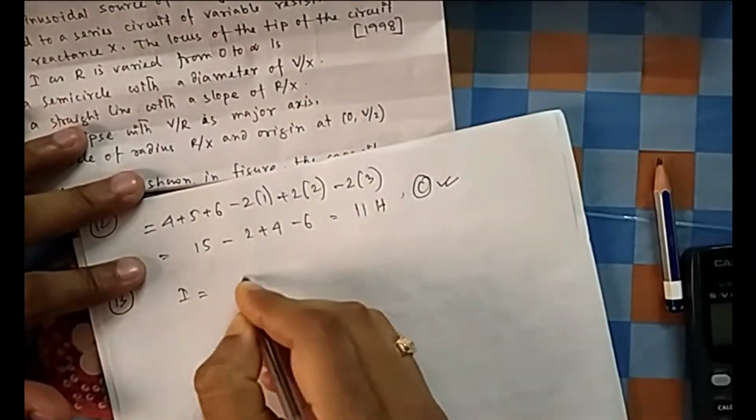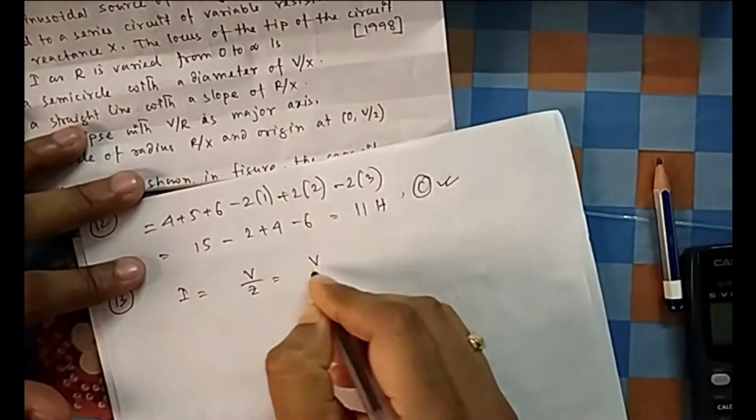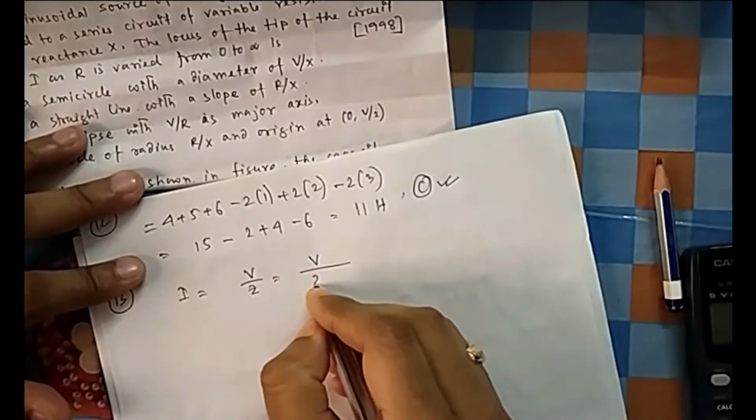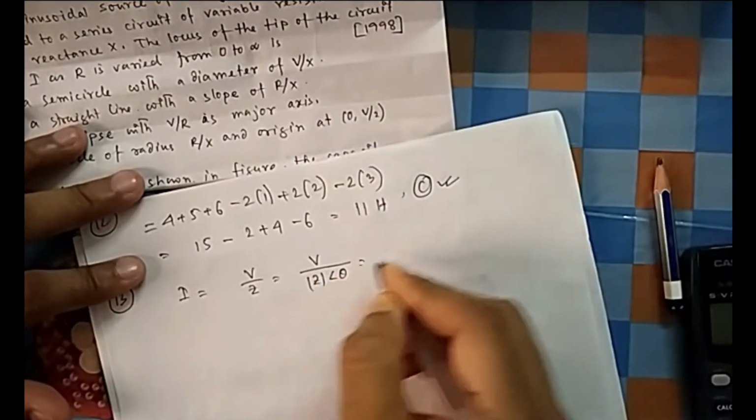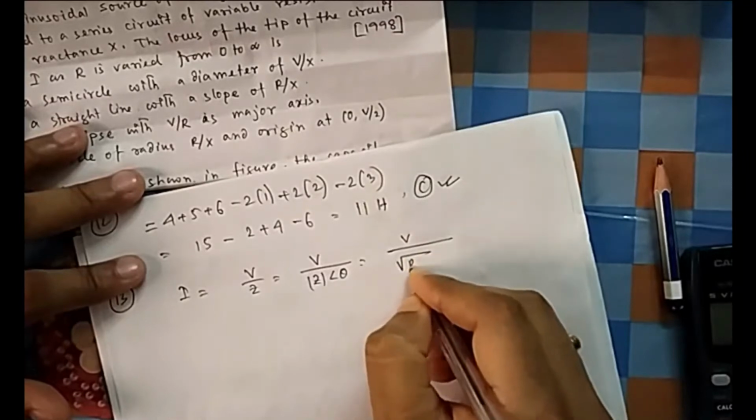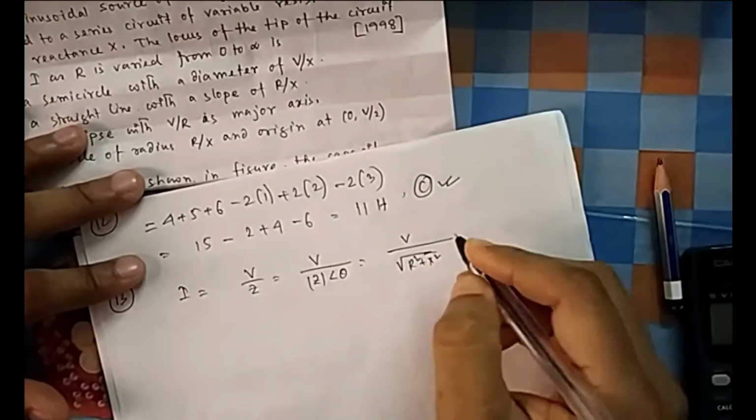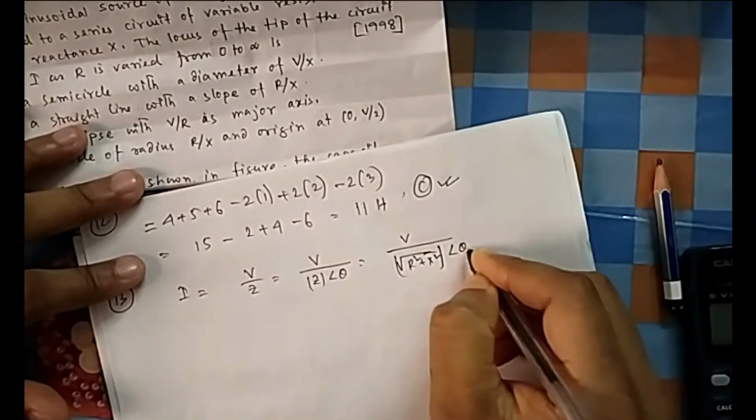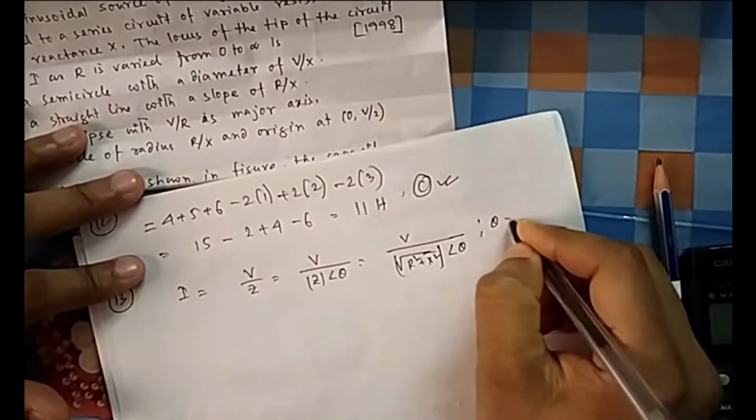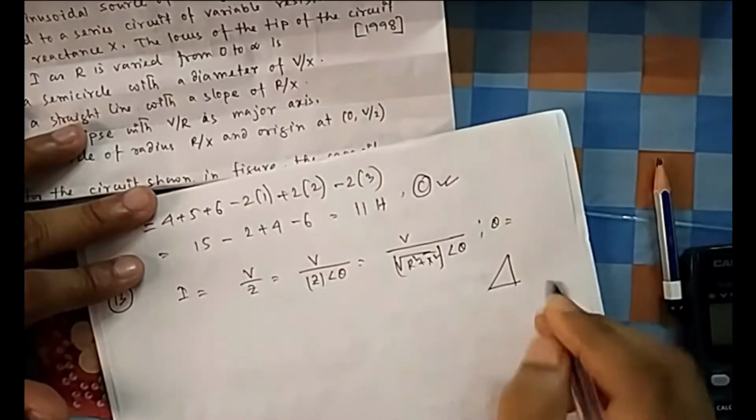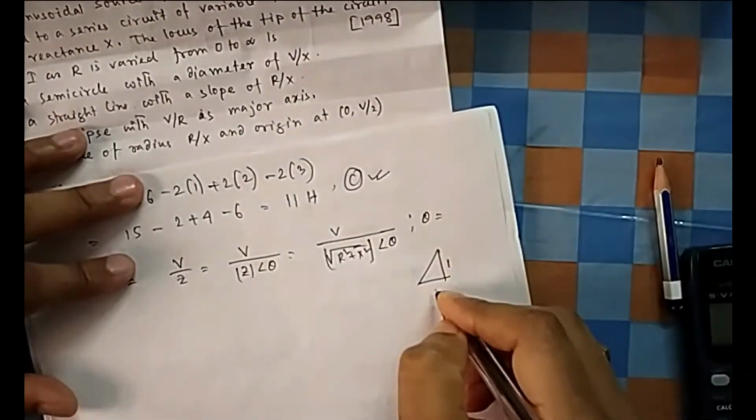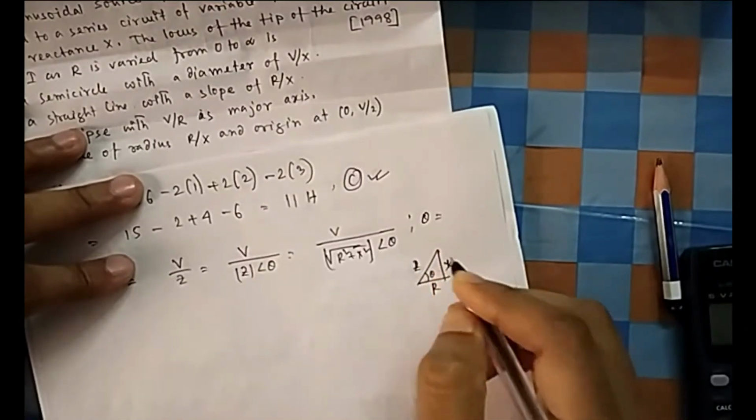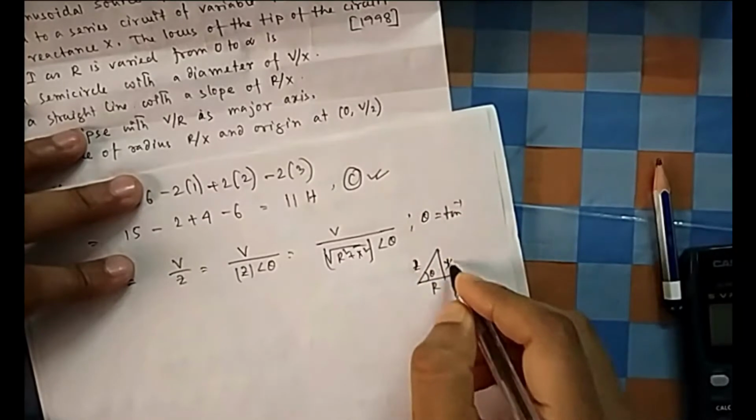So what is my I? I is equal to V by Z. What is Z? Z has a magnitude and an angle theta. The magnitude of Z is the square root of R square plus X square. And what is that theta? You can draw the impedance diagram. This is R, this is X, this is Z, and this is theta. So theta will be tan inverse X by R.